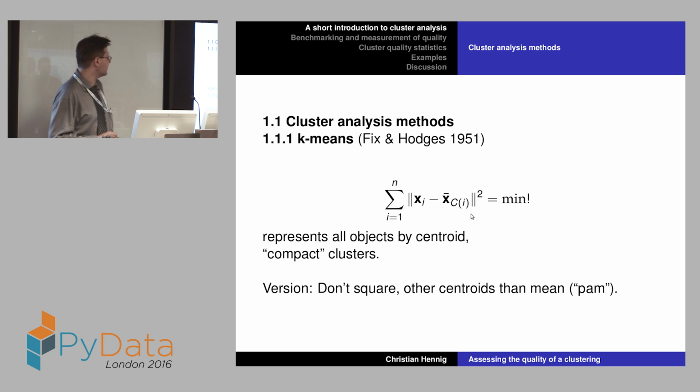There are some versions of this. One version is that we don't use squares here. Another version is that instead of the mean, we use some object in the data set, and then you would get a method that is called partitioning around medoids.